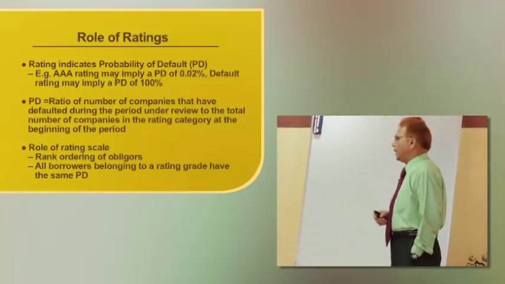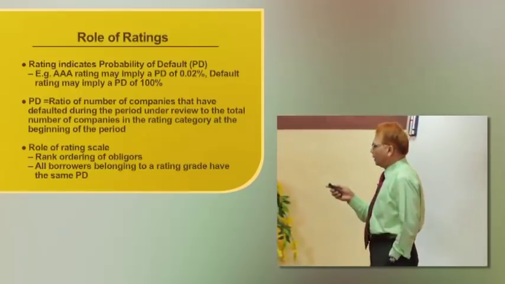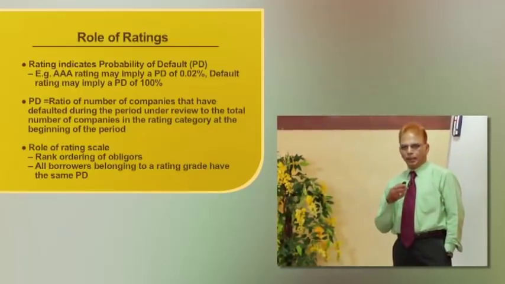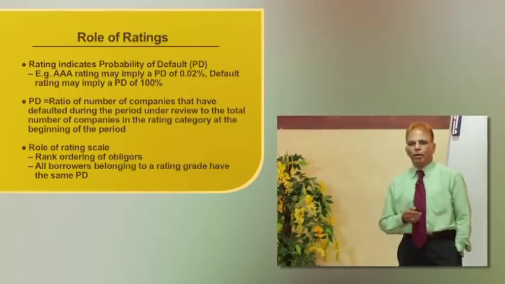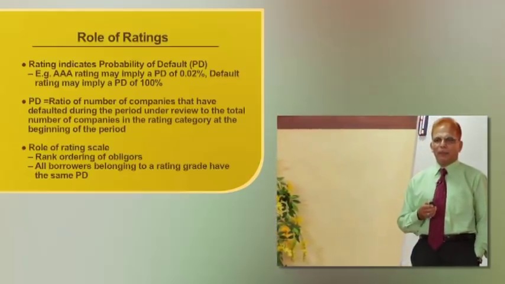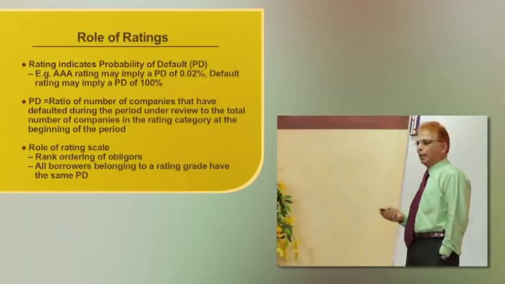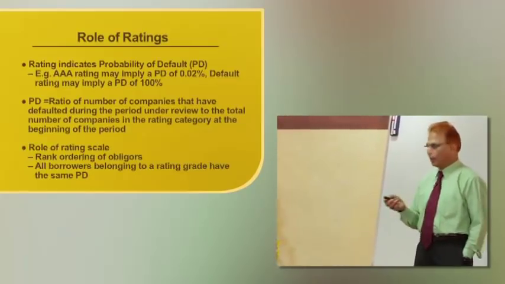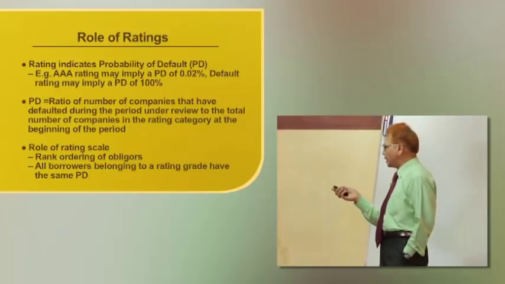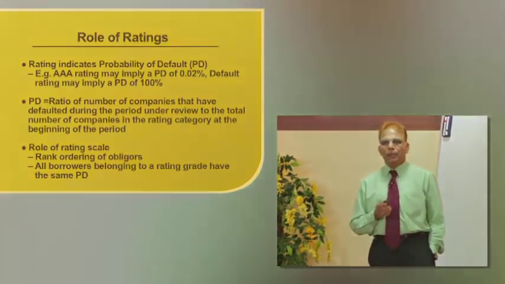So what is the role of the rating scale? Rank ordering of the obligors. That is what we said. Basically it puts them in the order of their likelihood of default. An AAA one, who is not going to default, will be on the top, and the D one, who is probably going to default, will be at the bottom. All belonging to the same rating grade will have the same PD.